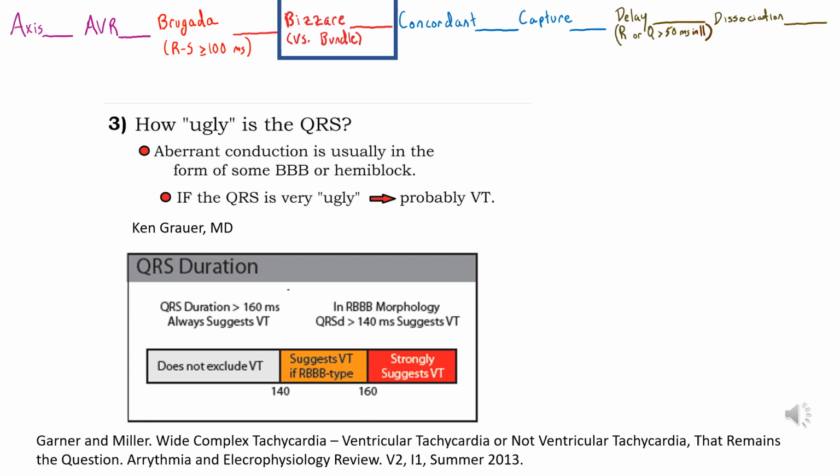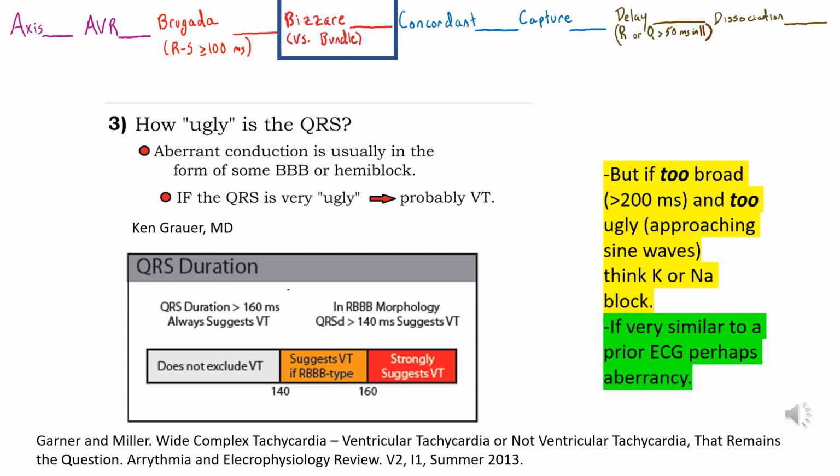VTach comes in many forms, and some are more dangerous than others. The less dangerous forms will be narrower and more bundle branch-like in appearance. Once we're starting to get wider though, over a QRS of 160, we're much more likely to be dealing with VTach. And by the time we're over 200 milliseconds, to say it again, we need to start thinking about hyper K or sodium channel block.